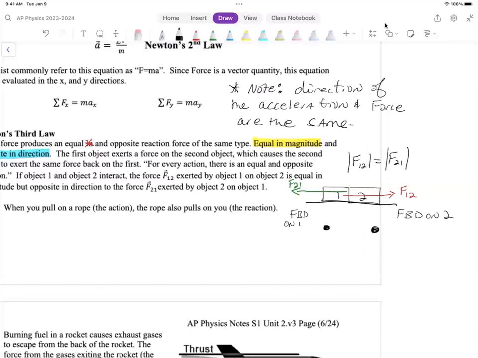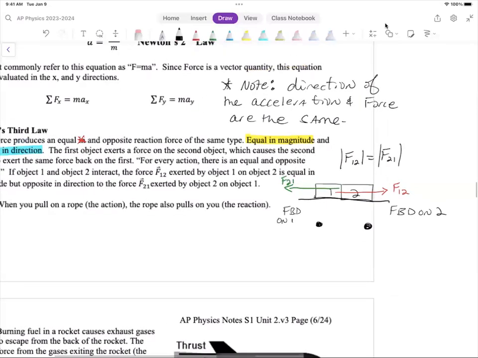Now, how do I draw free body diagrams and identify third law pairs? So I'll start with the force acting on object 2, which is right here. So we will add all the forces acting on object 2. So we have from object 1 a force acting on it. So there's the force from 1 on 2. And we have force normal from the table. And we have force of gravity that's acting on object 2.